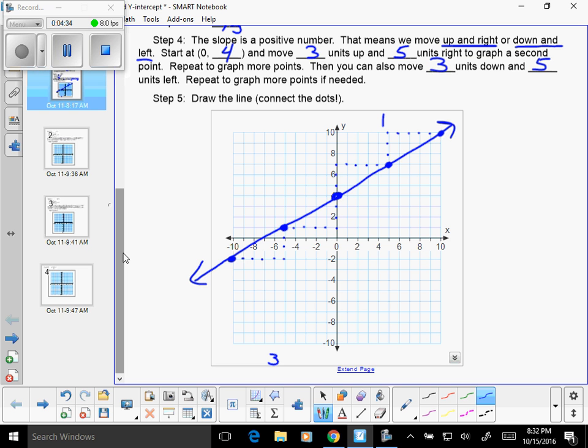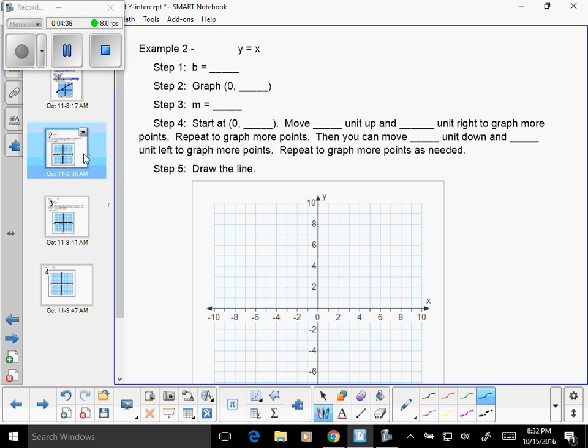Let's go to example 2. Example 2 is another positive slope, so therefore hit pause, and then I'll go over the problem. Okay, here my intercept, my b, is 0. Remember, this is like x plus 0. So I'm going to graph 0, 0. The coefficient of x, the m, is my slope, and it's 1. It's positive 1.